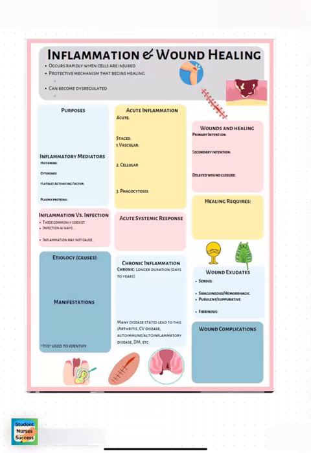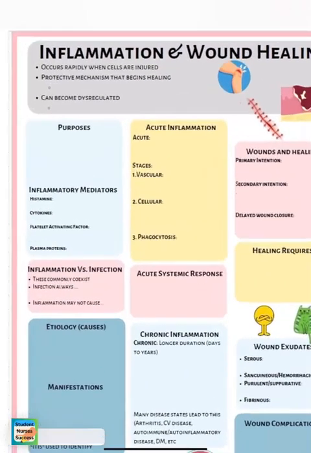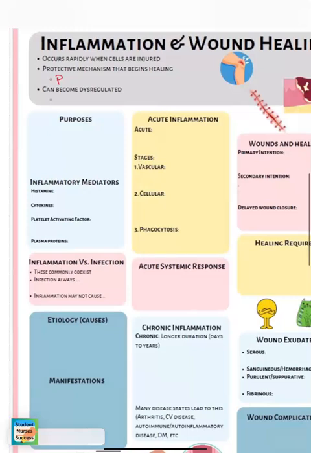Now, inflammation occurs rapidly when cells are injured. It is actually a protective mechanism that begins the healing process, and it is also part of our innate or non-specific immune system. And remember, the innate or non-specific immune system are the first responders to go out to an area.